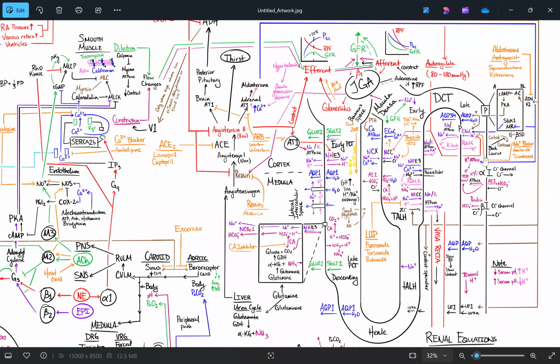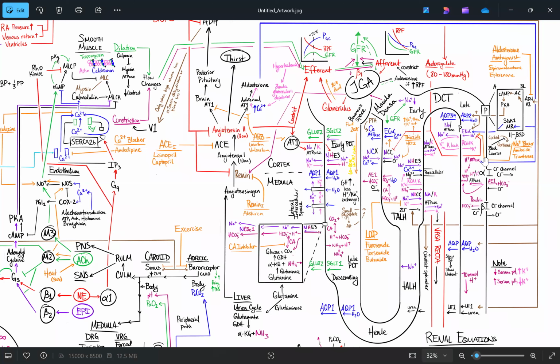Because there's less blood going to it. But then if that drops, you're actually going to decrease the amount of adenosine you release and potentially increase your renin. So there's a lot of relationships there that you can think about.